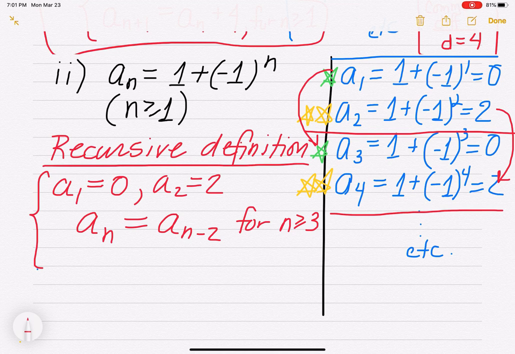So why do we say greater than or equal to 3? Well, we have a1, we have a2. So to find a sub n in general, the next one would be 3, right? a3. If I plug a 3 in there for n, a3 would be equal to a3 minus 2, which is a1. And then if I wanted to look at a4, I would put a 4 in for n. So I'd have a4 is equal to a4 minus 2, so a4 is equal to a2. So here's my recursive definition.